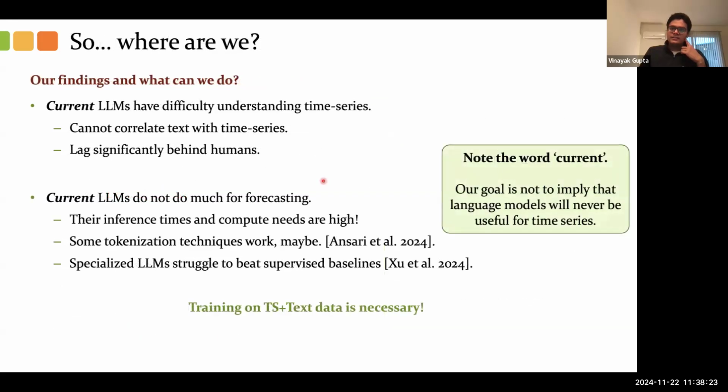So where are we? Through this talk, I wanted to motivate other researchers to focus on this area. Can we use large language models for time series, since they are going to be popular and they are going to be the universal user interface? Do we have to work on this area? Current LLMs have huge difficulty understanding time series. They cannot understand time series the way we humans can. They cannot correlate between text and time series, and they lag significantly behind humans. We have the results for that.